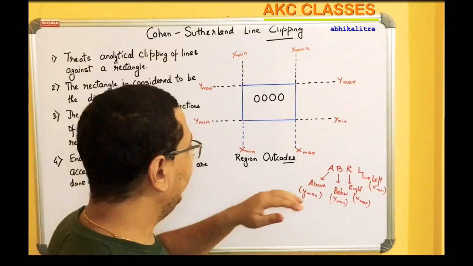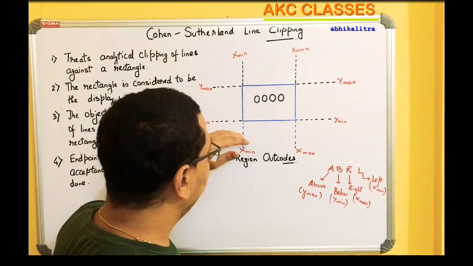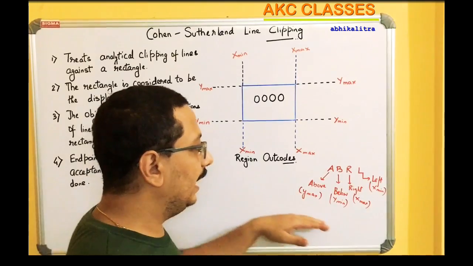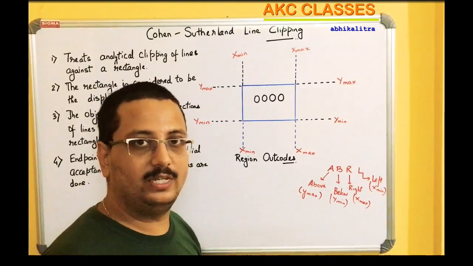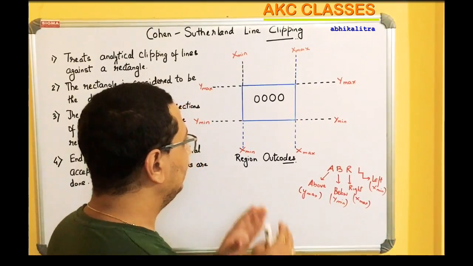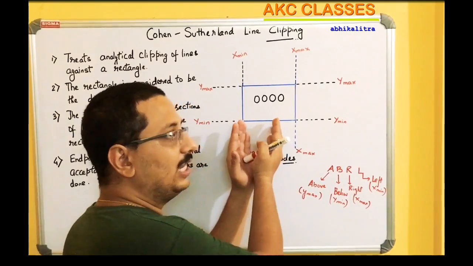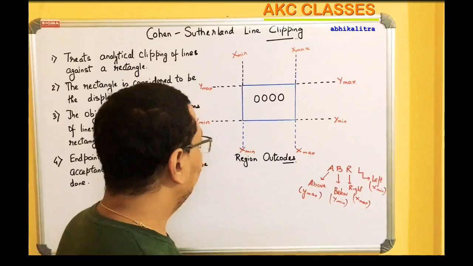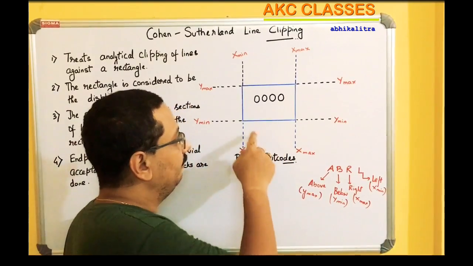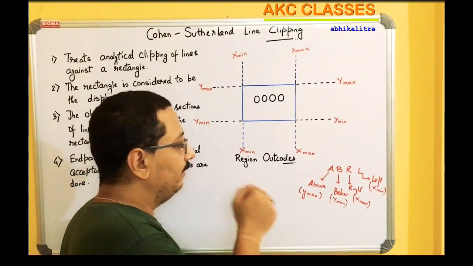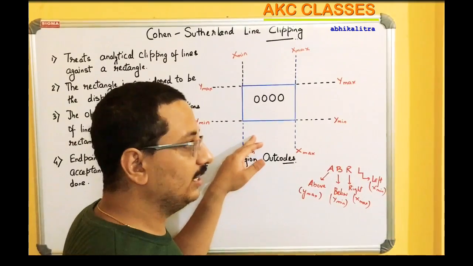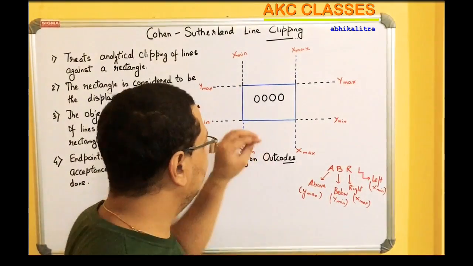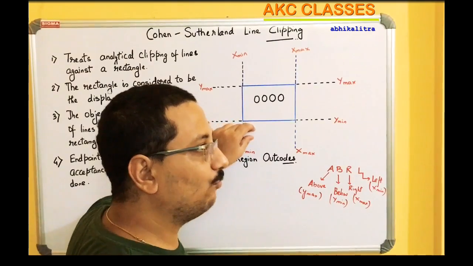So if I try now, in order to calculate the region codes for the remaining areas, we are going to take the help of the rule that we have set over here, right? So first, we'll start solving the region outcode for this particular section. If I start with this, then the first bit, which is the MSB, we have to check whether this particular section is above y max or not.